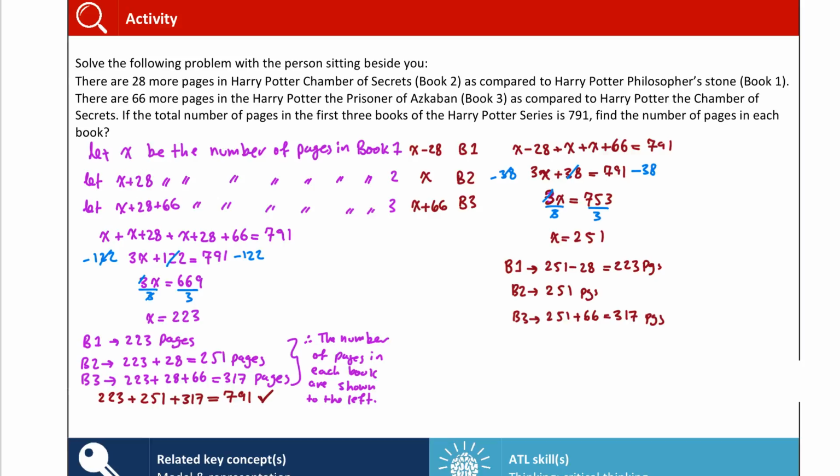And then we use the other set of information which was given to us, which said the total number of pages of book 1, 2, and 3 is 791. And then we just use some algebra and some rearranging techniques to actually isolate our variable x and to find the number of pages of each book.